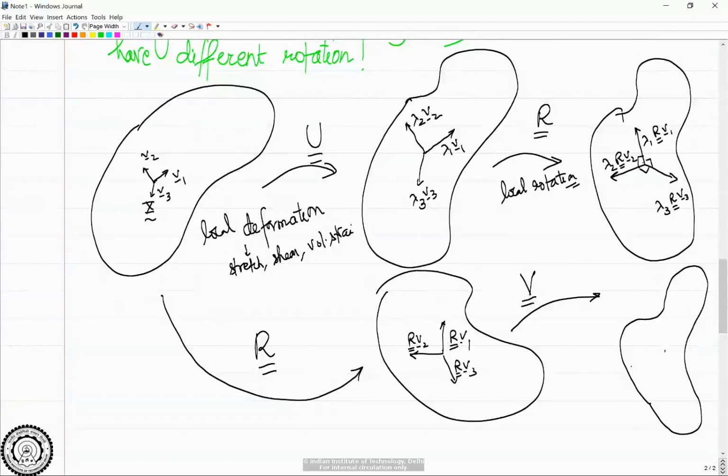these then simply undergo stretching without any change in orientation. So this is, for example, lambda 1, big R, V1. This is lambda 2, big R, V2. And this one is lambda 3, big R into V3. Okay? Is that clear to all of you? Two different ways to represent the total deformation.